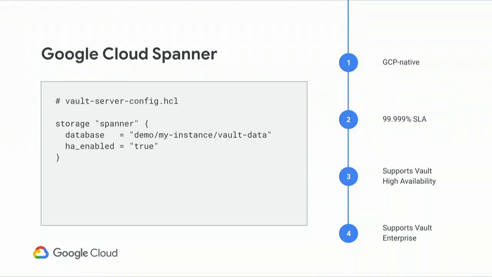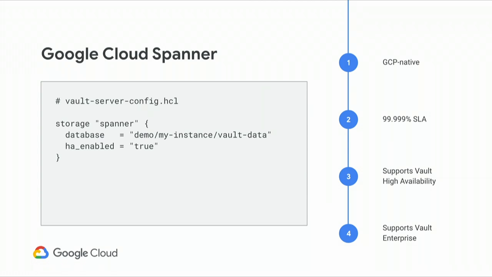If you're running HashiCorp's proprietary enterprise offering, it's supported on Spanner, but not GCS, because of the way that Vault Enterprise requires a transactional interface. Again, both of these storage backends support high availability. Both of these storage backends are available with zero maintenance to you.